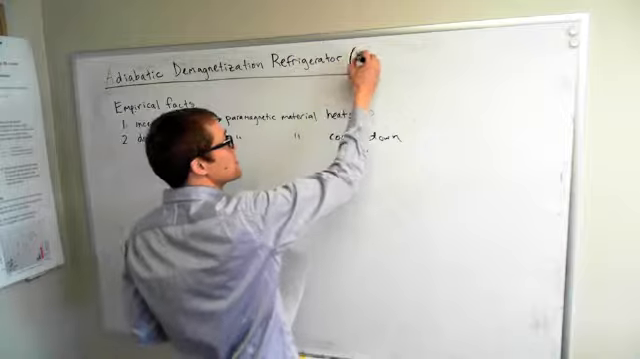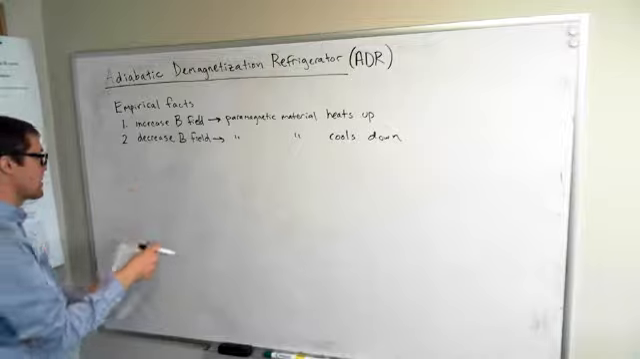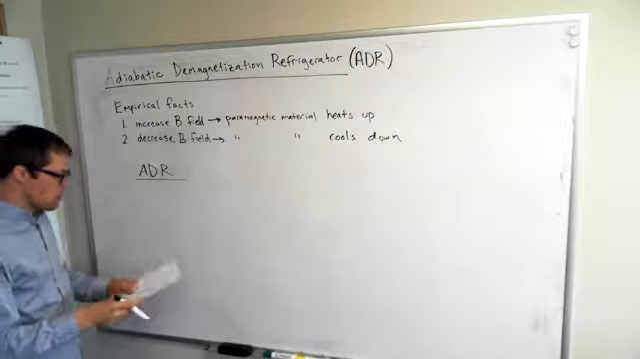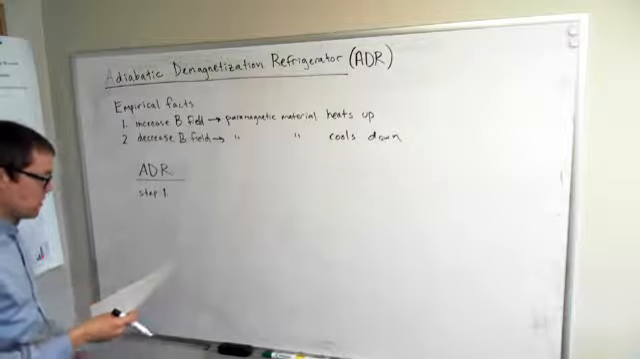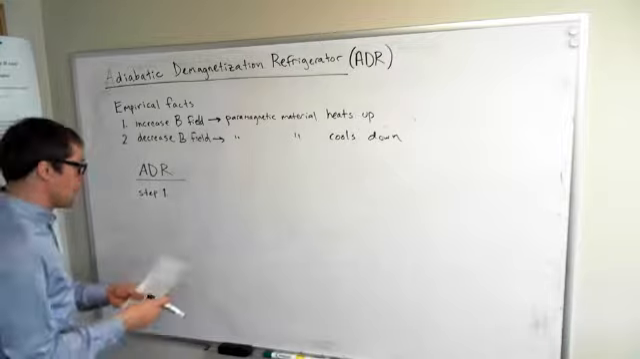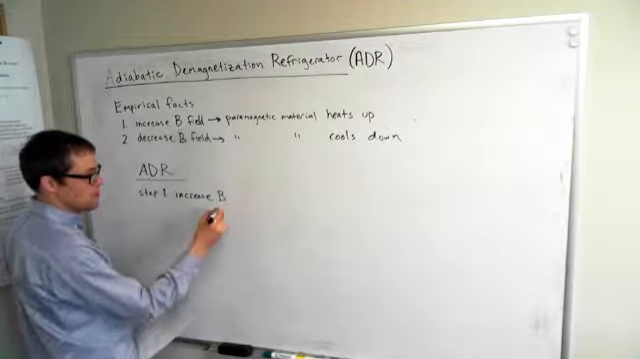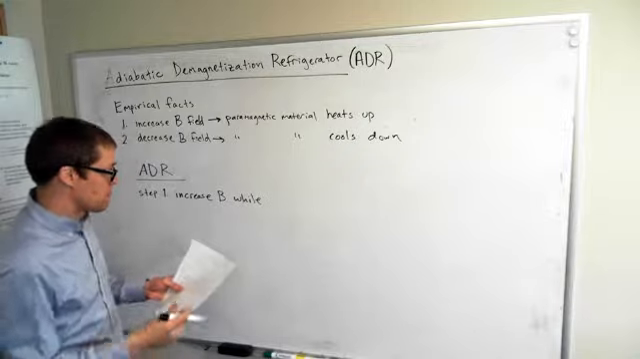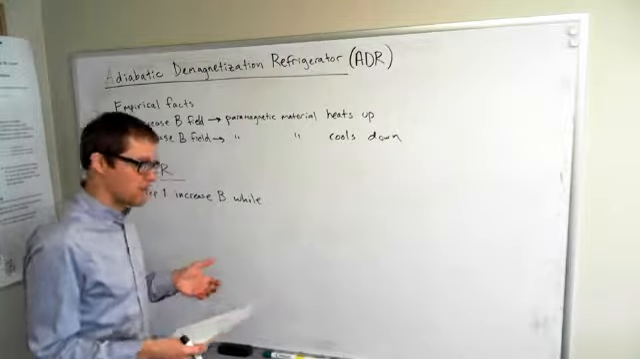refrigerator works. So let's call this ADR. So how does ADR work? The refrigeration process follows a few steps. So let's write them down. Step one is to take a paramagnetic material and increase the magnetic field. So we increase B while the material is in thermal contact with some heat sink. Okay, so keeping it at fixed temperature.